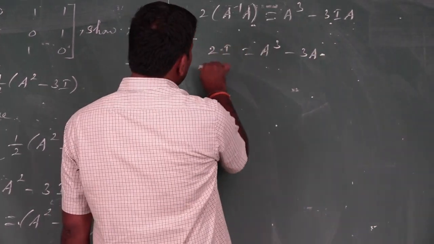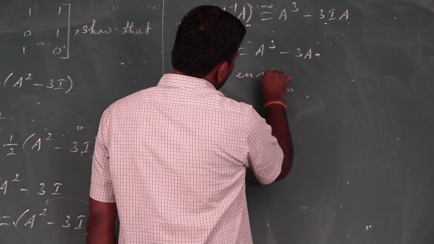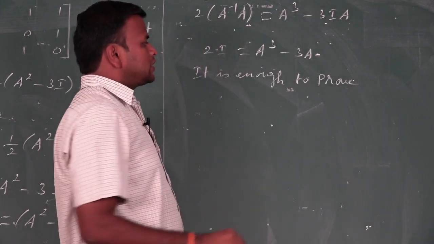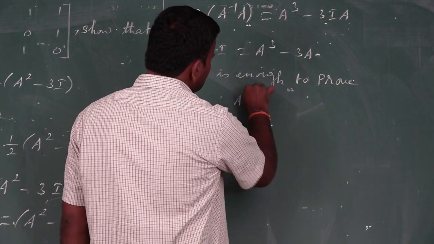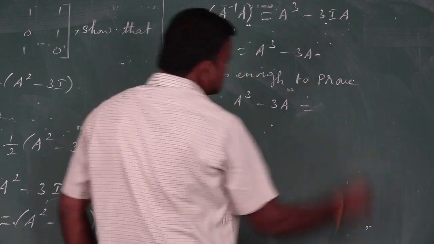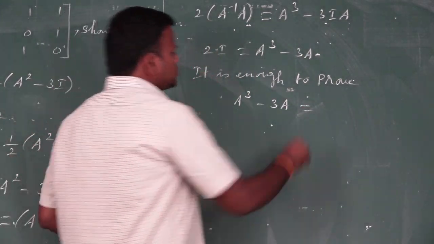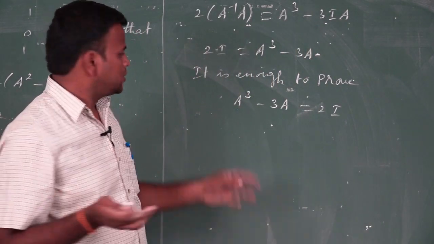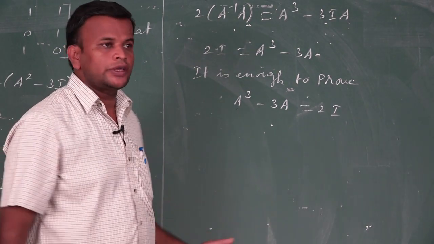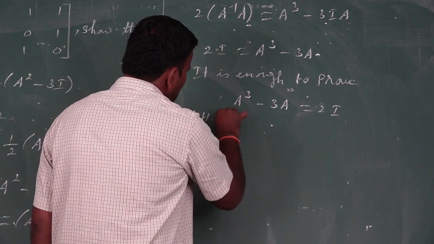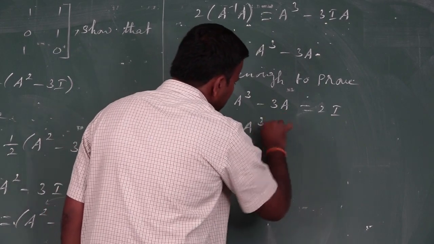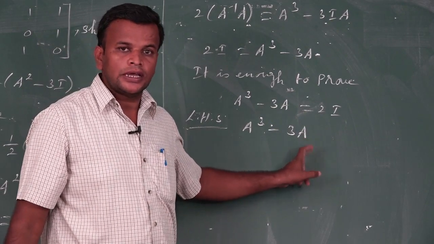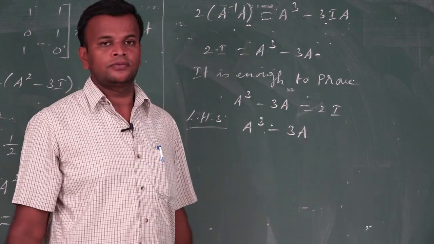So it is enough to prove our given sum, it is enough to prove the value of A cube minus 3A should be equal to 2I. So our given sum proof is also same as A cube minus 3A is equal to 2I. Now we check the value of LHS. What is the LHS? Is A cube minus 3A, where A is the given matrix. So we find A cube.